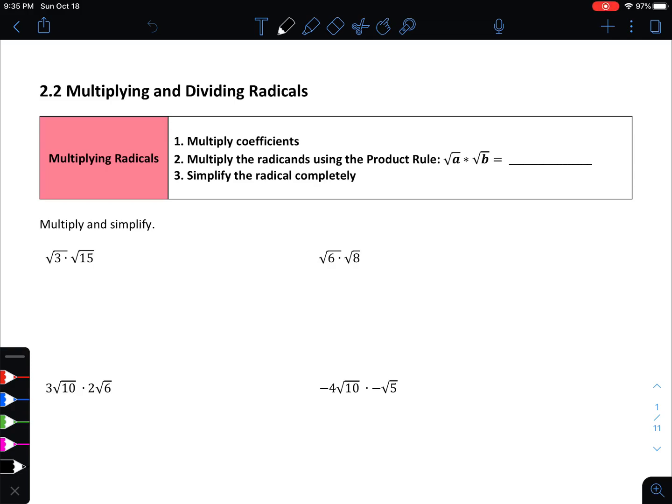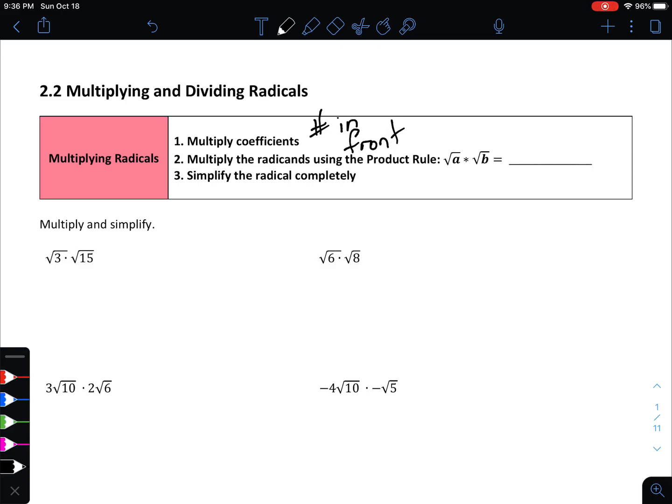All right, in this video lesson, we're going to learn how it's possible to multiply and divide radicals. We're going to start by talking about multiplying radicals. So, step number one is you're going to multiply the coefficients. When you think about coefficients, those are the numbers in front. So any numbers that are in front of the radical sign, those are your coefficients. You want to start by multiplying those together first.